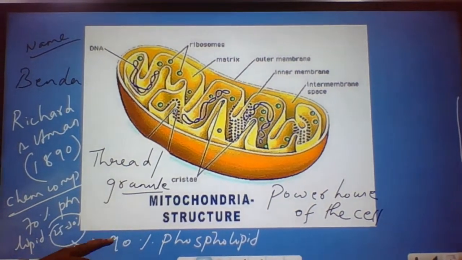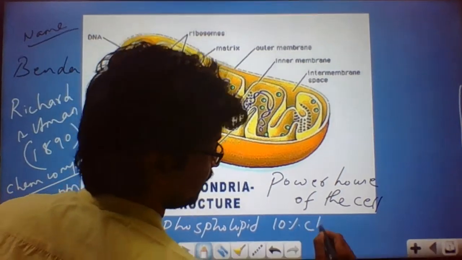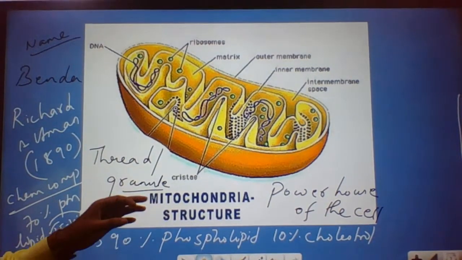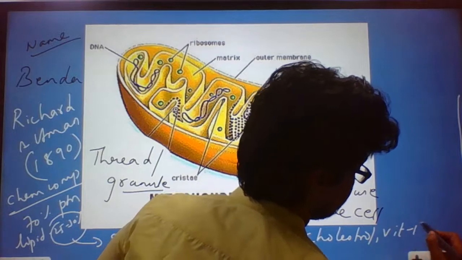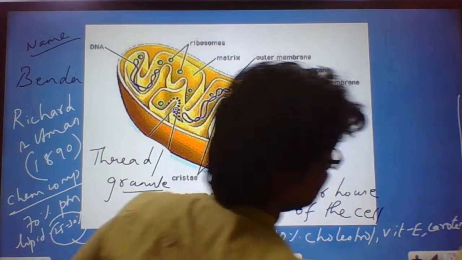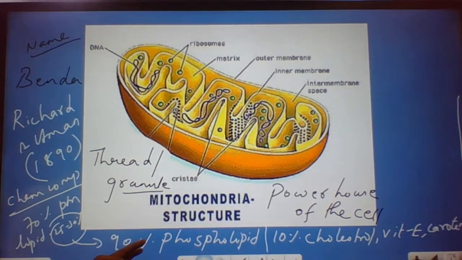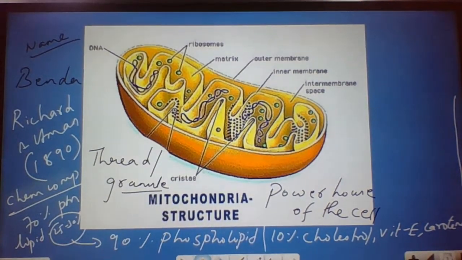So 90 percent consists of phospholipid, and the remaining 10 percent usually consists of cholesterol, vitamin E, and carotenoids. These are the additional, remaining 10%, but the majority of the lipid consists of phospholipid. The remaining 10% is cholesterol, vitamin E, and the carotenoids.